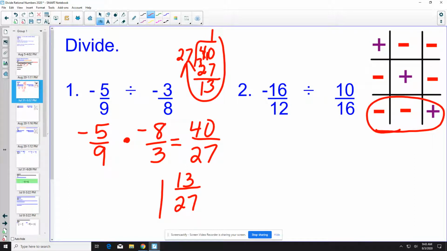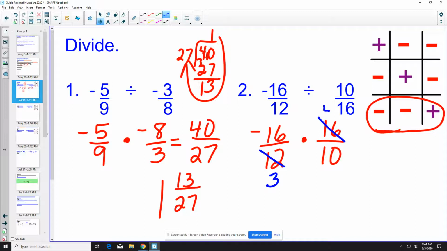Okay, write down number 2, -16/12 divided by 10/16. Okay, we're going to keep, change, flip. So rewrite -16/12, keep that the same. Change your division to times, and flip 10/16 and make it 16/10. Now remember, we want to look for all the cancellation. So I'm noticing that 12 and 16 have a common factor of 4. So let's cancel the 12 and 16. You're going to cross out the 12 and you're going to ask yourself, how many 4s go into 12? 3. How many 4s go into 16? 4.